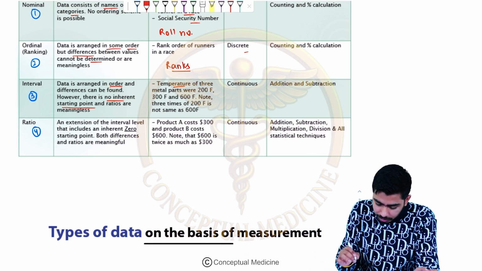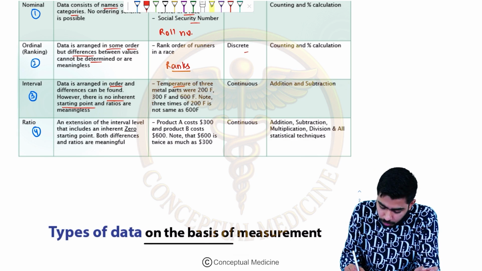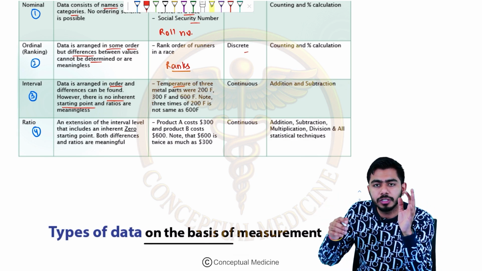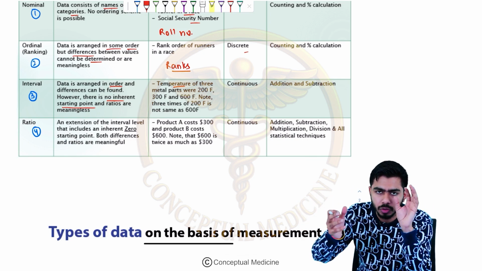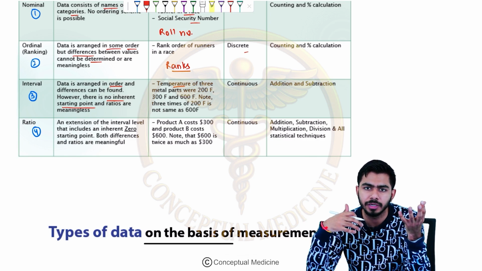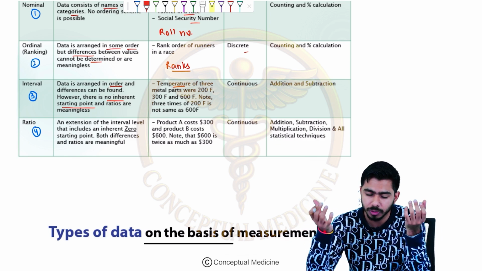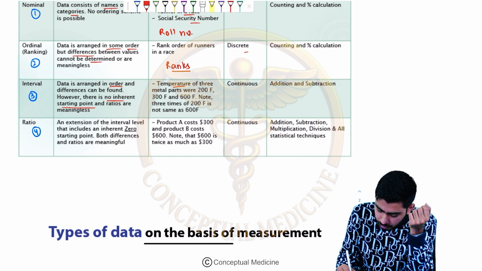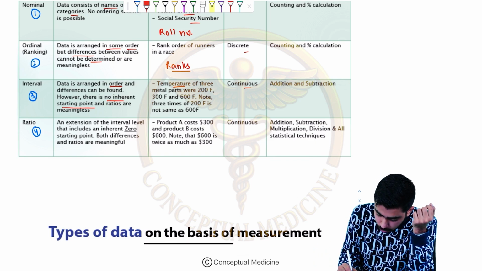For example, they are saying that the temperature of 3 metal parts were 200, 300, 600. 200 is triple of 600 if you are saying mathematically, but in actual reality, if you talk about the temperature, that might not be the case. So that is the thing over here. Temperature is an example of this one and it is a type of continuous data. Ratio is also a type of continuous data.